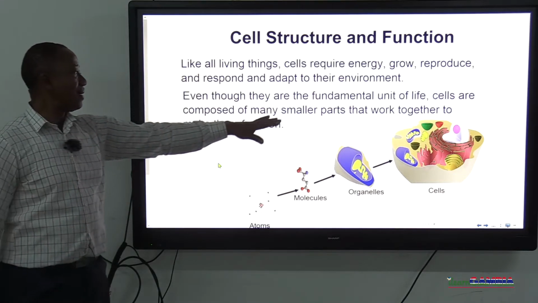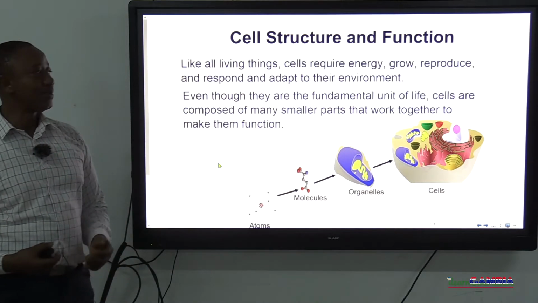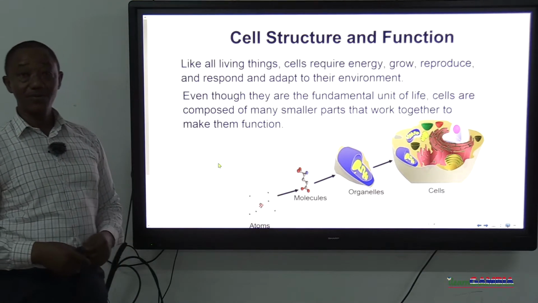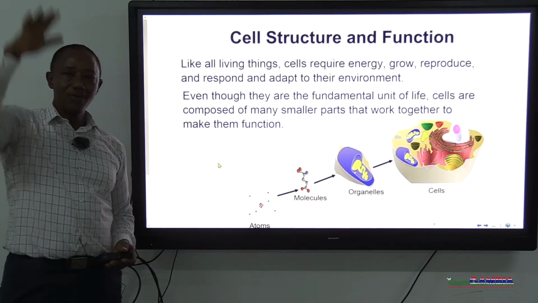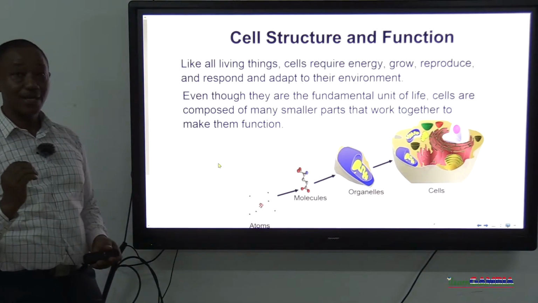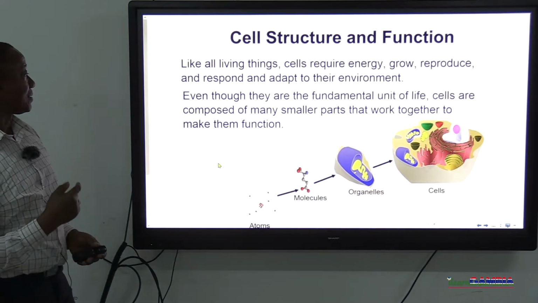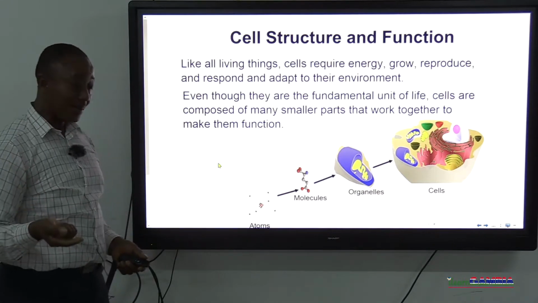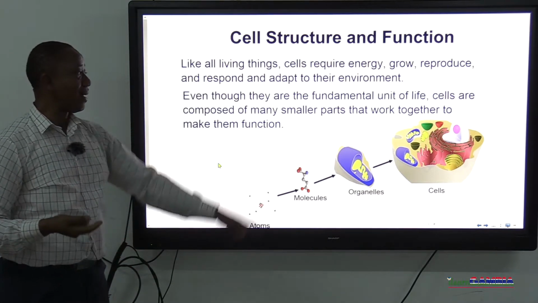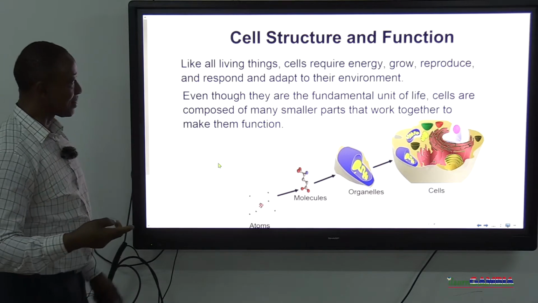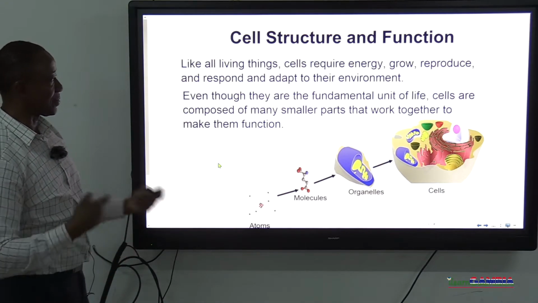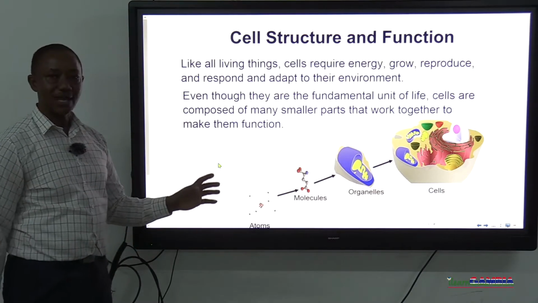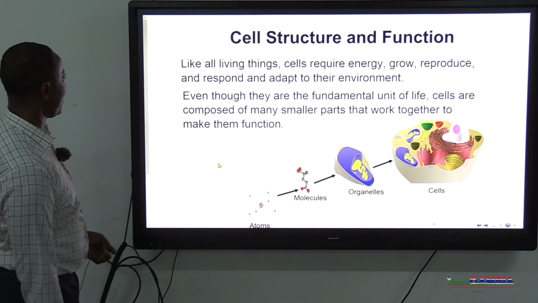Like all living things, cells require energy. They grow, they reproduce, and they respond and adapt to their environment. In other words, cells carry out all the characteristics of living things. Remember Mr. Niger? Some cells are capable of movement, and they respire so that they can get energy. They feed, they take in energy, they process energy, they carry out respiration, and they reproduce themselves. So cells actually carry out all the activities of living things.